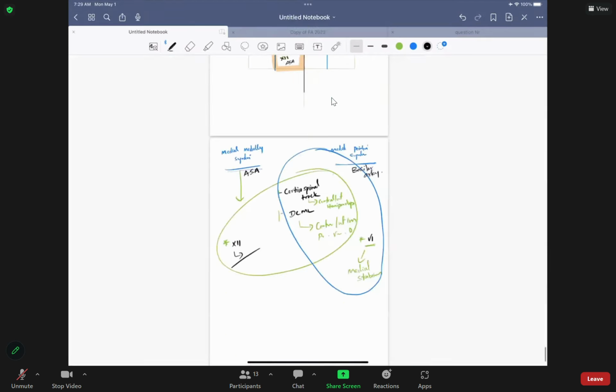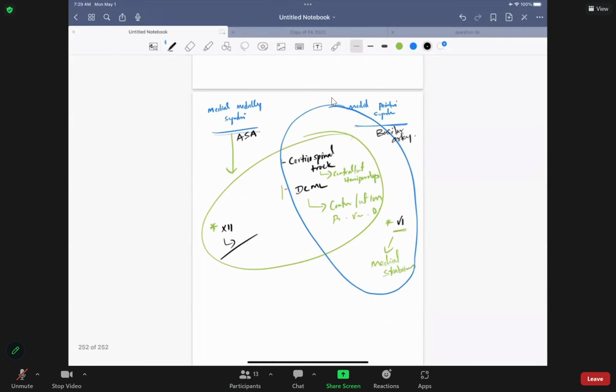So that concludes your medial medullary and medial pontine. Any question for me? Like crystal clear? Two tracts.